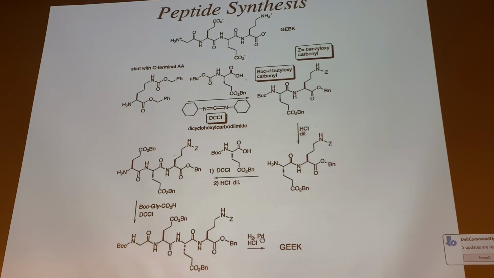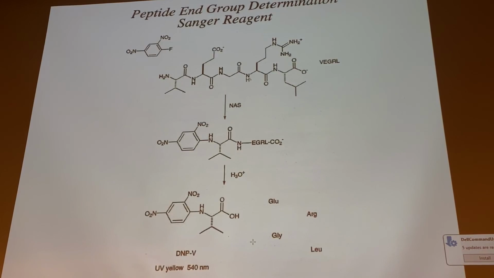And then deprotect with hydrogen and palladium to get the CBZ to come off, and the two benzyl esters to come off, and the dilute HCl takes off the Boc. You might need hydroxide. No, the benzyl ester comes off with hydrogen and palladium. You have to get that product there. Anyway, that's how to do solid phase synthesis for that.